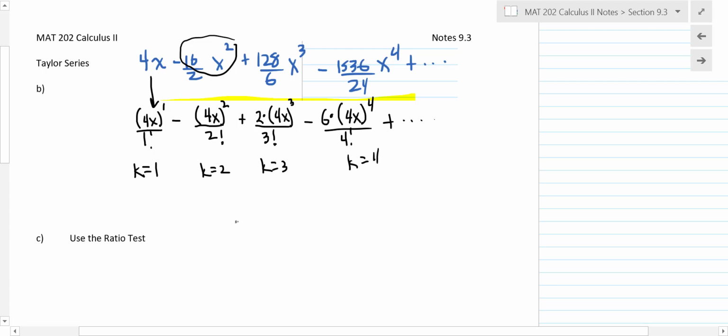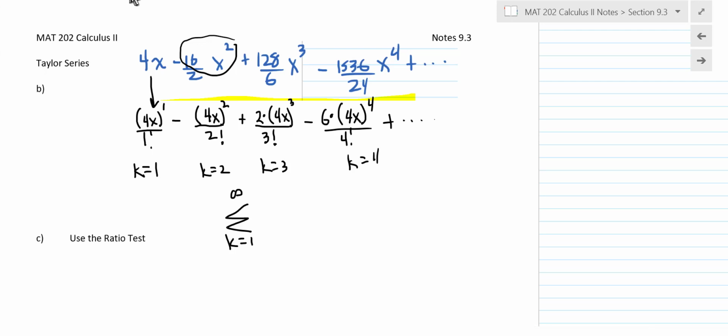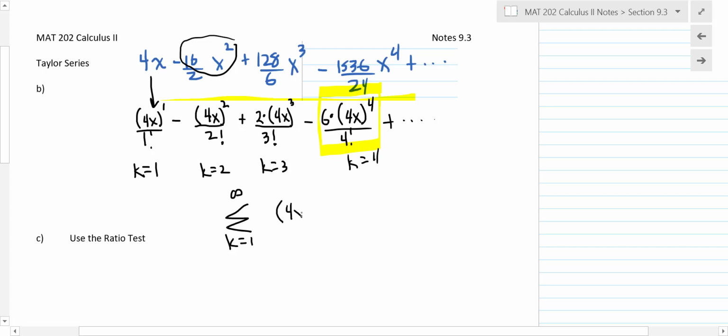What we want to do is see if we can write this in series notation. So let's think about what we have. Just pick a term and put it together. Let's pick this term right here and see if we can put a formula together. Well, the first thing you're going to have is 4x to the k power, right? If k is 4, that matches up. The denominator is going to be what? That's just k factorial, right?